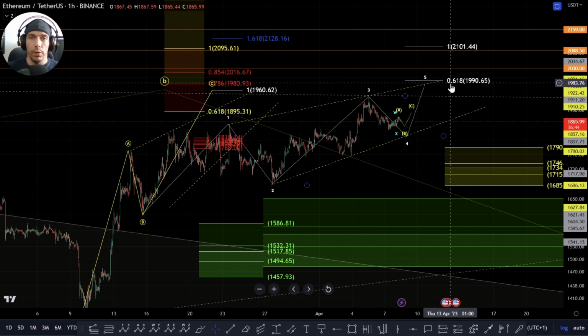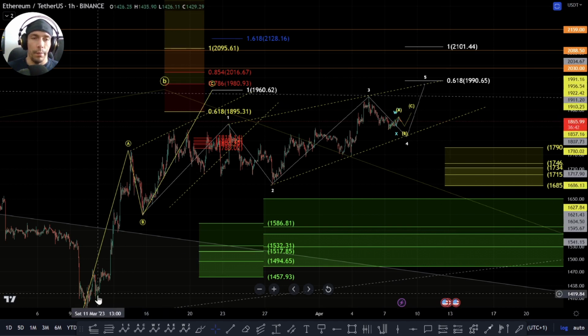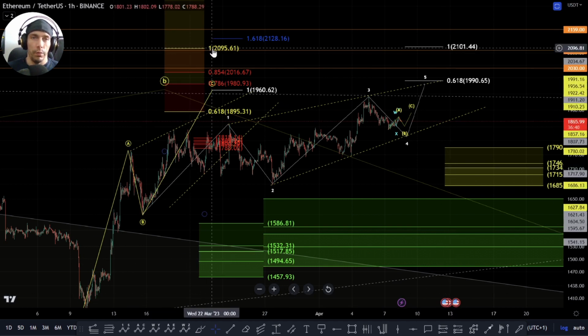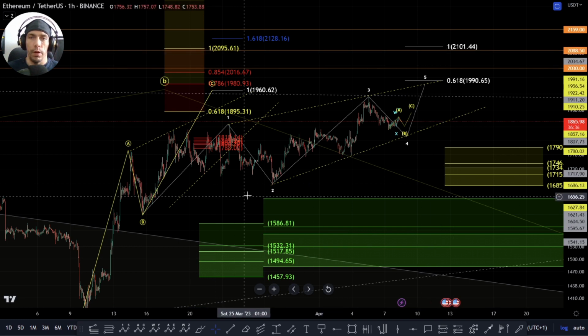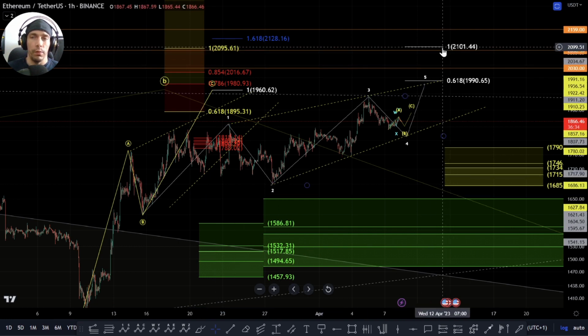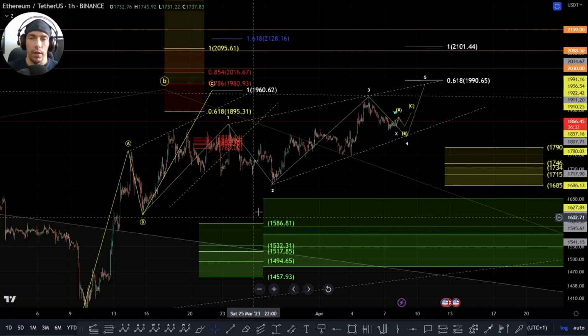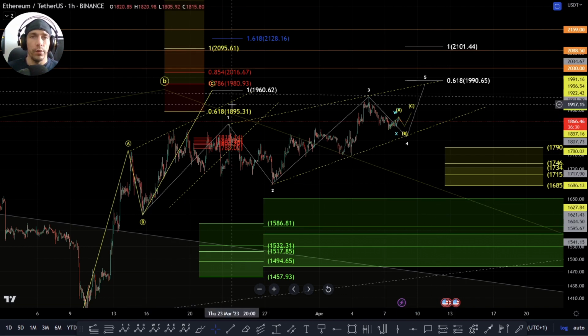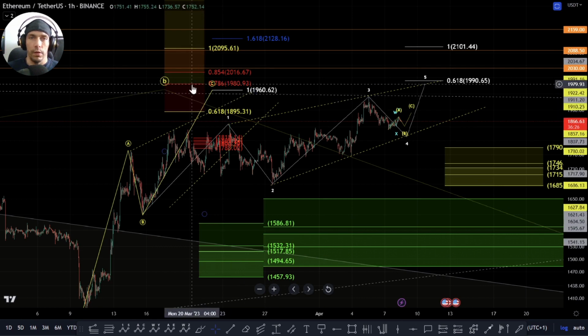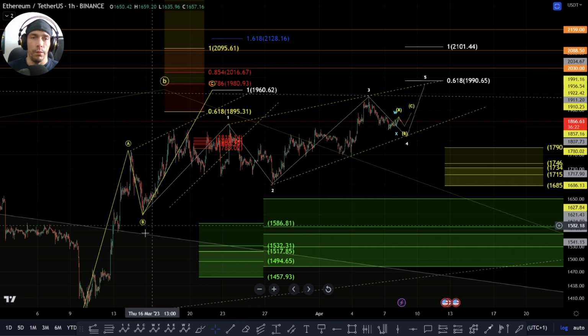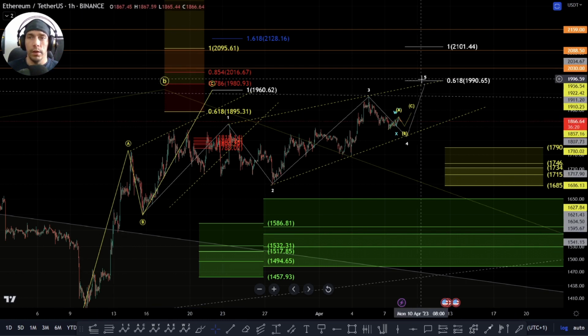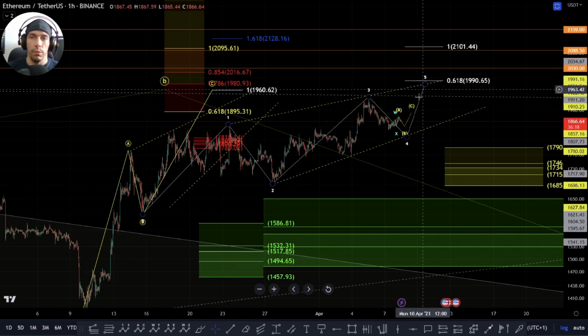So this would be quite an interesting one because the one to one of this A wave would be up here at this 2095, which would correspond with this one to one, this maximum sort of area that we could come with as a wave 5. Alternatively, within this zone here, the 0.786 to the 0.854 of this wave A here would kind of tie in to coming up to the 0.618.